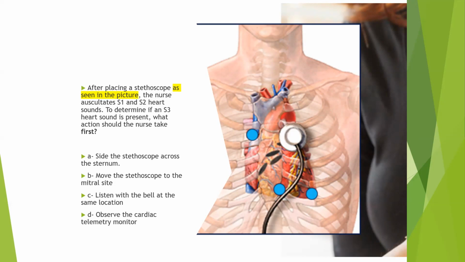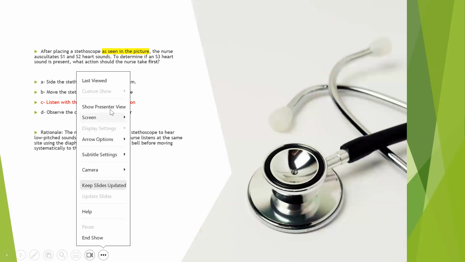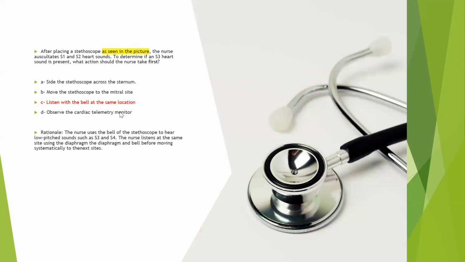So looking here, our keyword here is first. After placing a stethoscope as seen in the picture, the nurse auscultates S1 and S2 heart sounds to determine if an S3 heart sound is present. What action should the nurse take first?